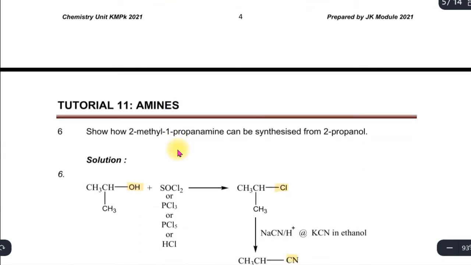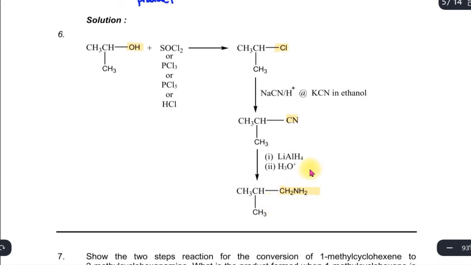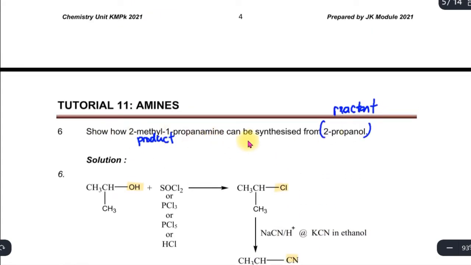Now we proceed with question number 6. This is synthesis. Show how 2-methyl-1-propene amine can be synthesized from 2-propanol, meaning that this is the reactant and this one is the product. You try to draw 2-methyl-propene first: 1, 2, 3, and then the amine at position 1, NH2. At position 2 there is a methyl group. So this is the product.